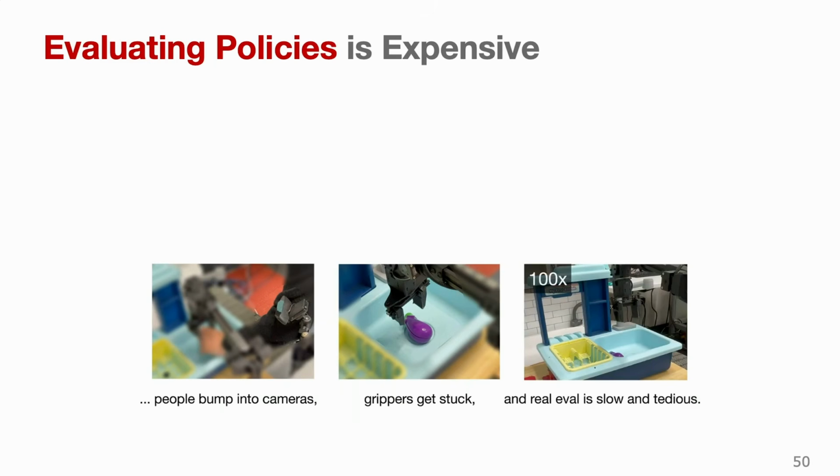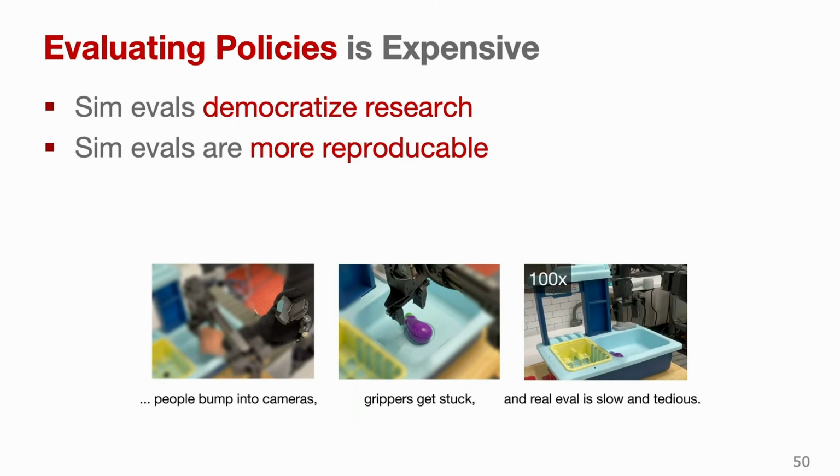And so one way around this is to use simulation, because simulation makes research more accessible to people who might not have your same robot setup on one hand, and also it makes it a bit more reproducible, because now you don't have this risk of bumping into cameras or your proprioception having different readings and so forth.